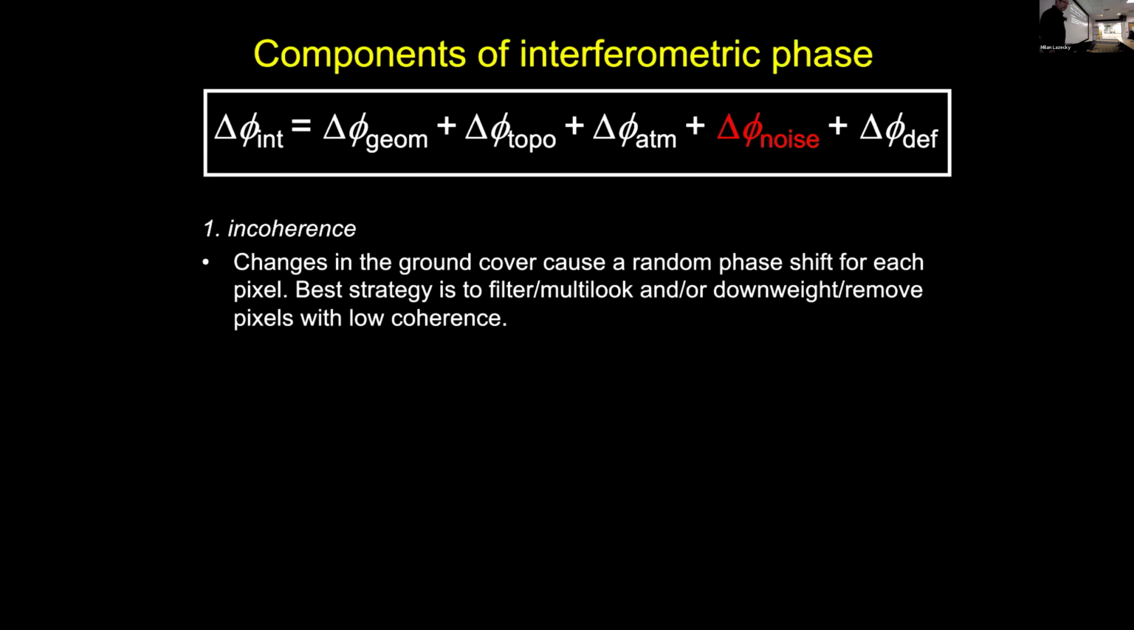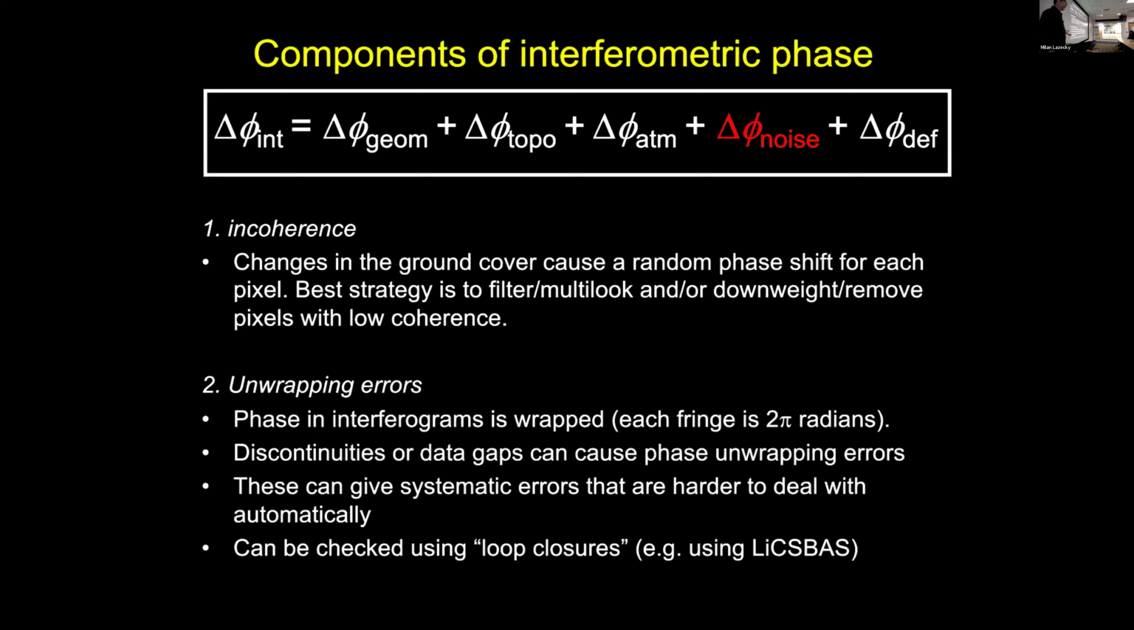Okay, so that change in the ground cover caused this random phase shift. The best strategy is you can multi-look, so you can average to increase the signal to noise ratio if you're not interested in the very high resolution. Or you can basically screen out data to remove the low coherence thing.